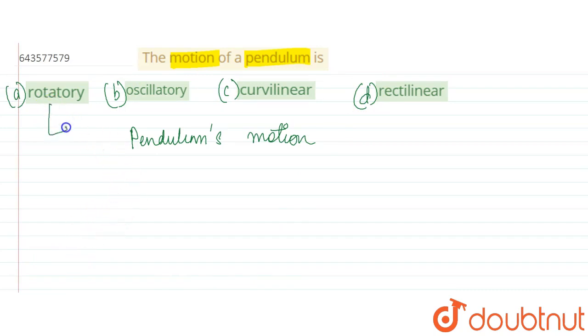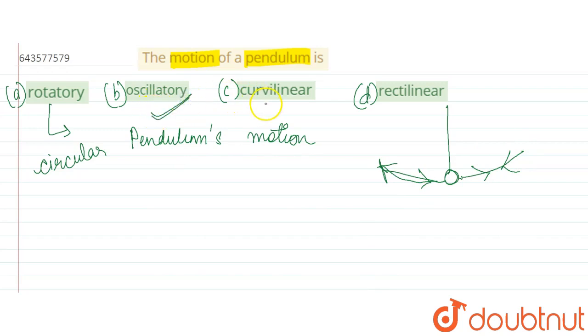In rotatory, it is a circular motion, right? It is a circular type motion. Does a pendulum exhibit a circular type motion? No, it does not. In fact, it exhibits a motion like this, and it comes back, goes here, and again comes back. Oscillatory? Yes. Curvilinear? No, it does not exhibit a curvilinear motion. Rectilinear? No, it is not straight motion. So the answer would be option B, right?